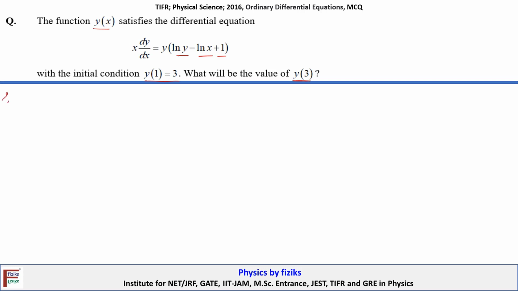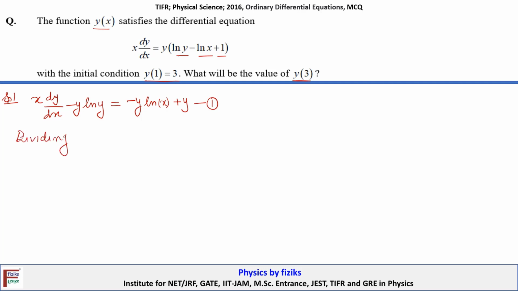Here the given differential equation can be written as x dy/dx − y ln y = −y ln x + y. This is our given differential equation. Now this equation cannot be reduced to any standard type of differential equation, so we divide each term of this given differential equation by a factor x·y.